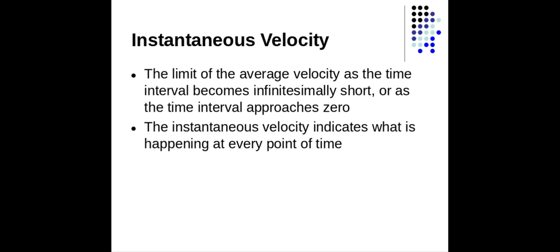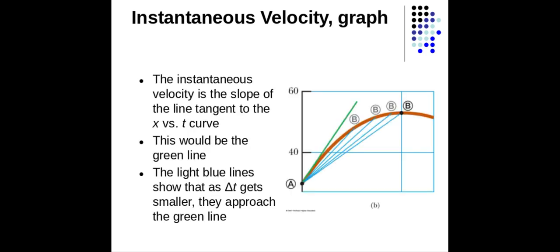When we look at instantaneous velocity, which is the next slide here, it's going to limit our average velocity as the time interval becomes infinitesimally short, and the time interval approaches 0. And so the instantaneous velocity indicates what is happening at every point of time.